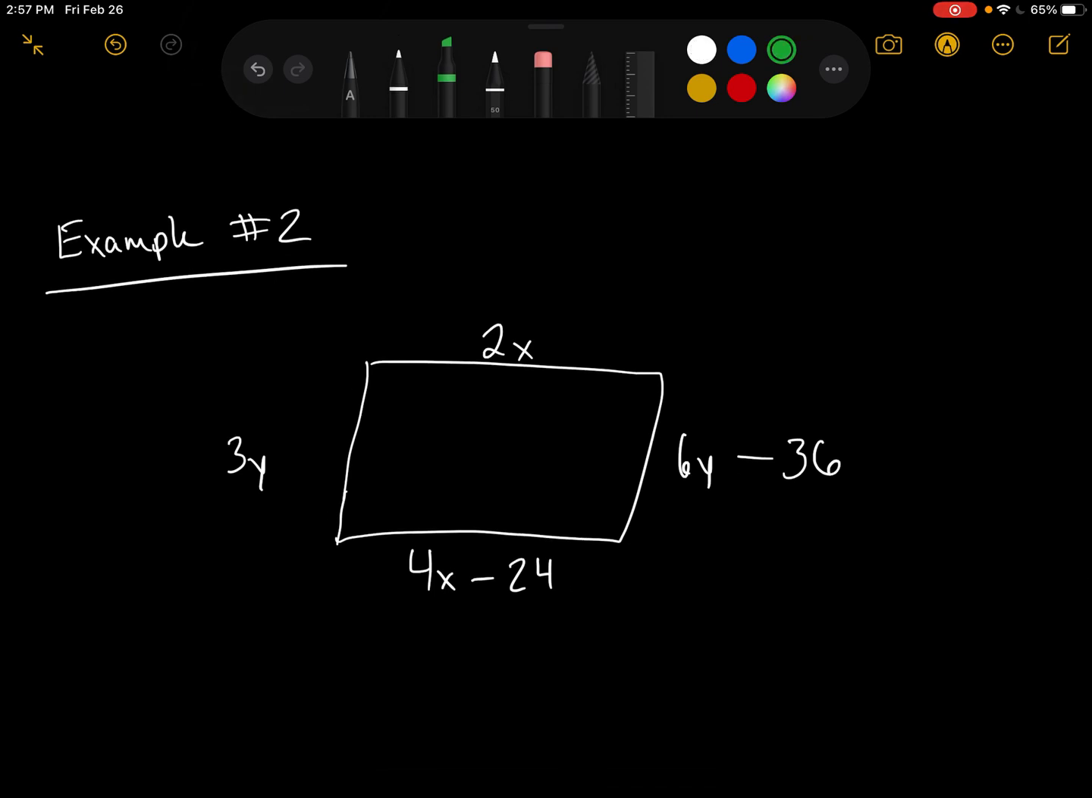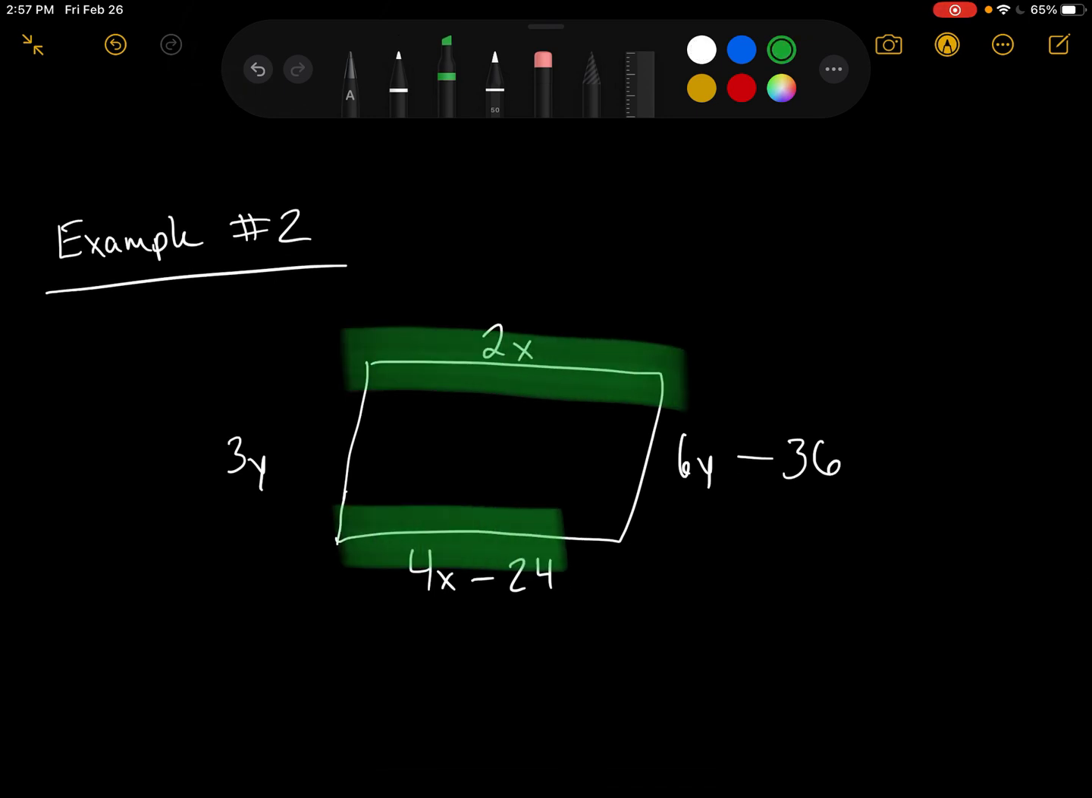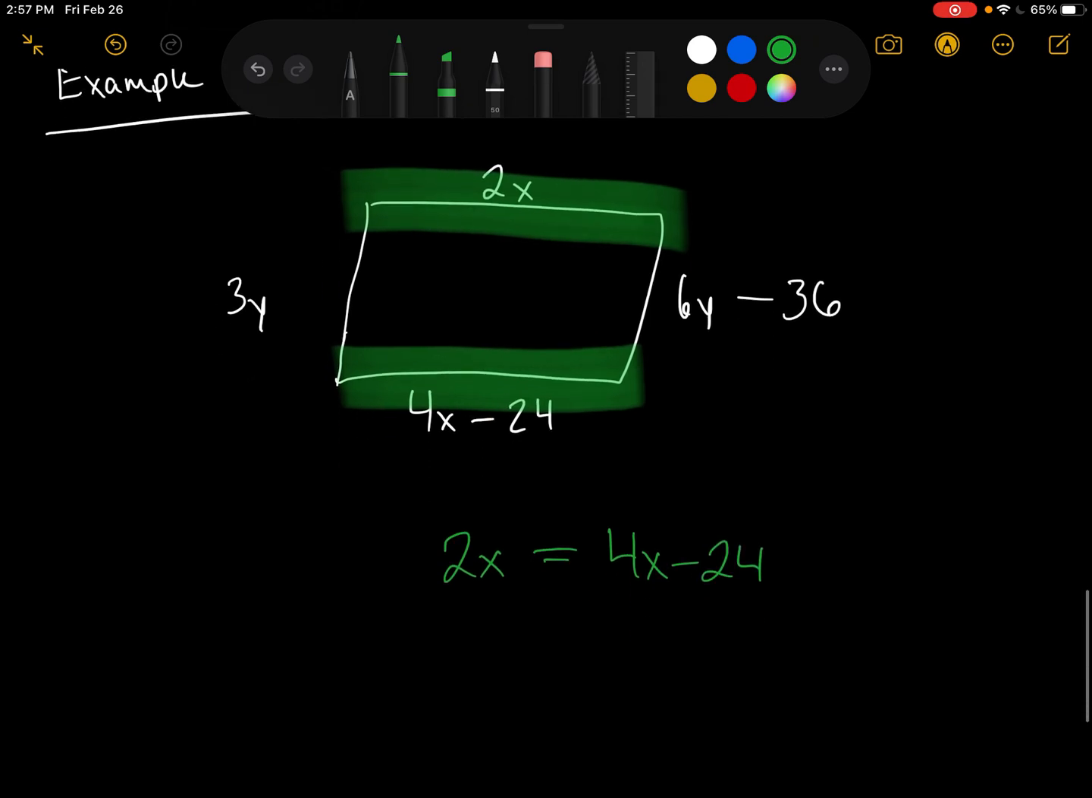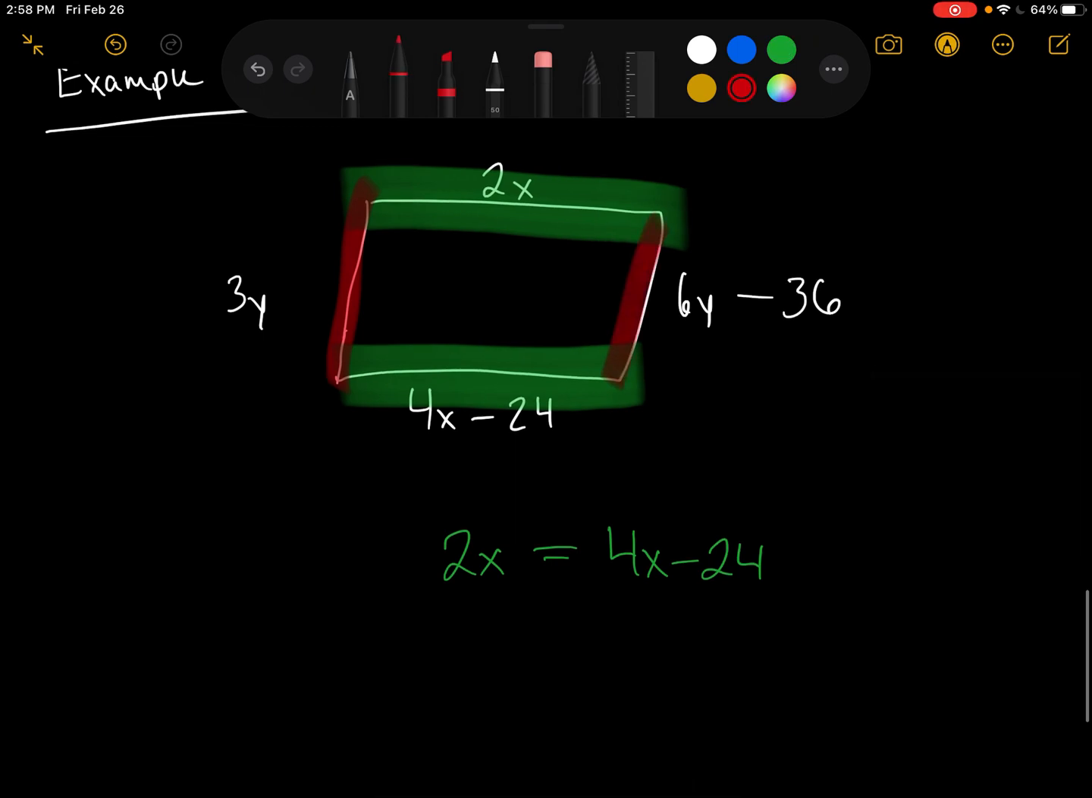They tell you it is a parallelogram, so you're going to have to set opposite sides equal to each other. So what that's going to look like is this side is going to have to equal this side. So 2x equals 4x minus 24. Or you could additionally do opposite side equals opposite side. So you could also do something like 3y equals 6y minus 36.